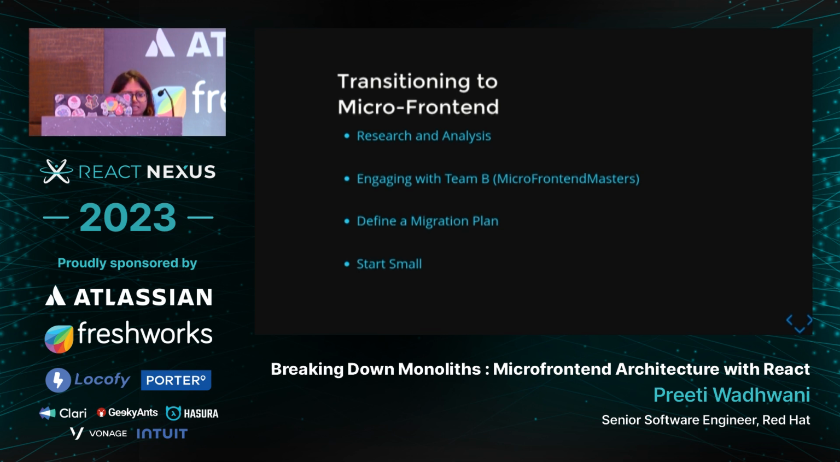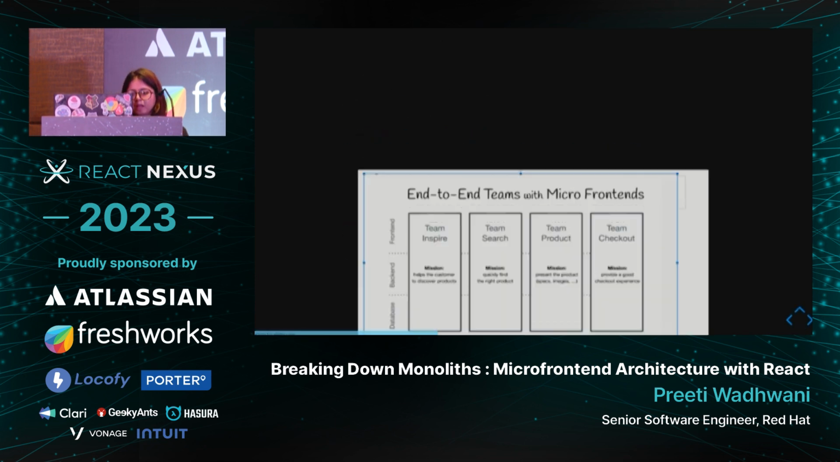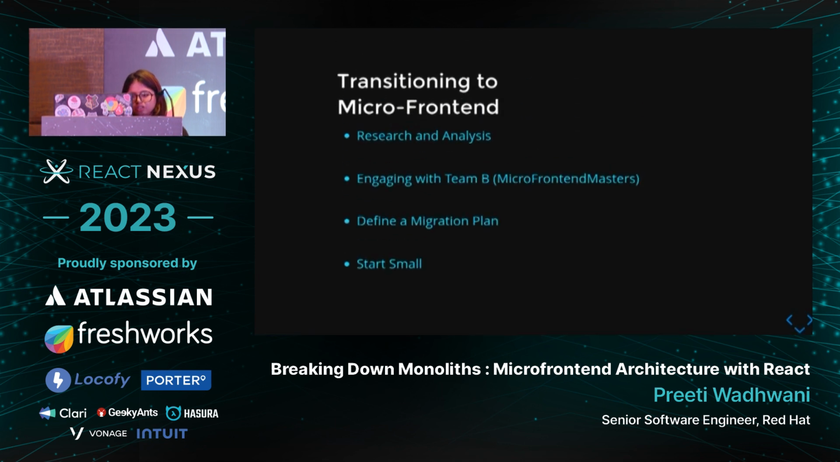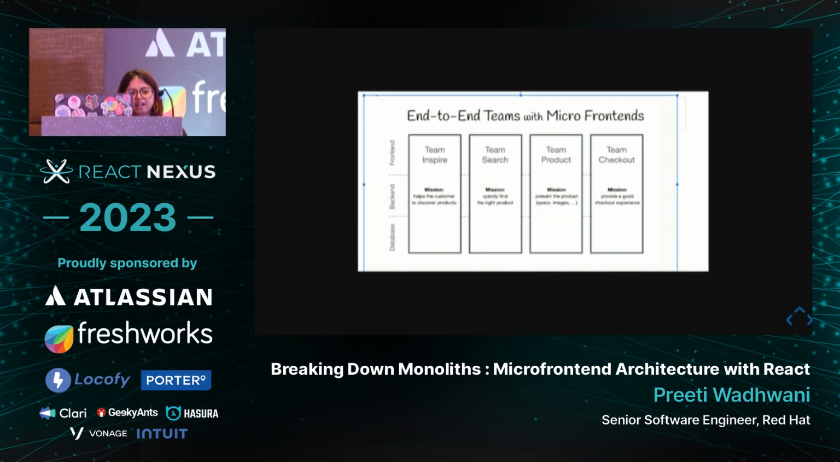So they decided, we have a feeds feature. We'll start with that page and we'll migrate that to a micro-frontend first. The micro-frontend master team tried to explain to this team how it's going to look at the end. Suppose you will have different teams. They gave an example, like you'll have a search team, a product team, and they all will have their own backend and frontend, and they will be able to work independently.